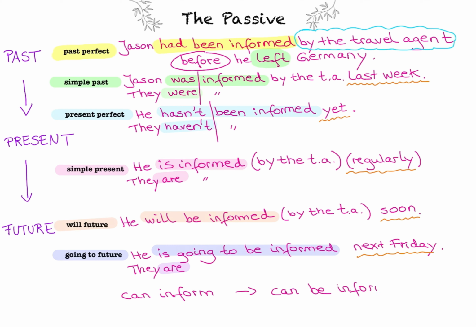Modal verbs like can or must are never changed when using the passive. Instead, like for the future tenses, the infinitive form of to be is added, plus the third form of the main verb.